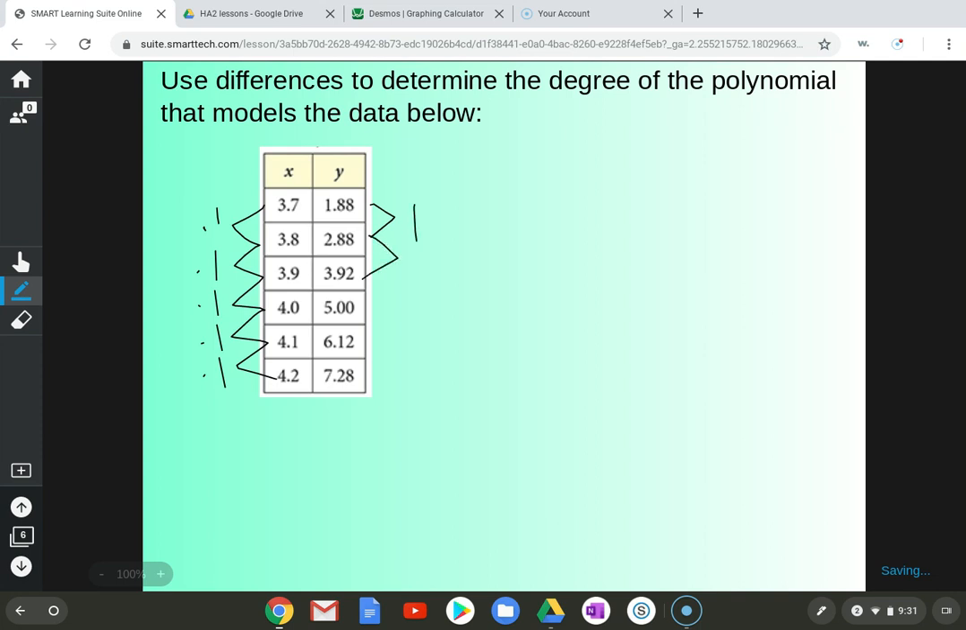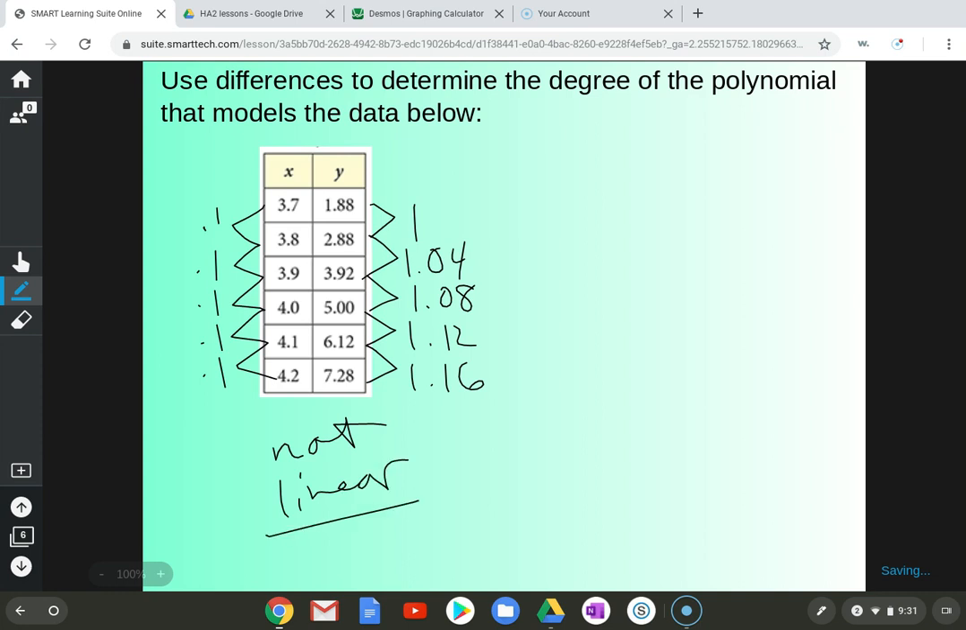3.92 minus 2.88 is 1.04. 5 minus 3.92 is 1.08. 6.12 minus 5 is 1.12. And then finally, we get 1.16. So this function is definitely not linear, right? Because our slopes are not the same. So this we would call D sub 1 for our first differences.